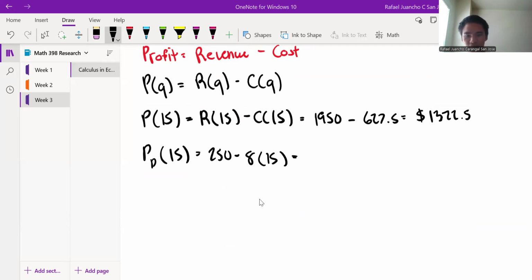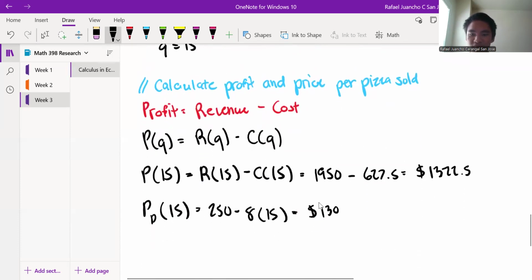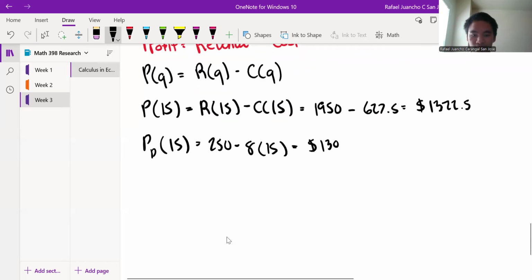And I get 130. So that's pretty expensive. Yeah, that is really expensive. But I hope you guys get it. So that's $130 to sell those 15 pizzas. So it's the price per pizza. So 130 per pizza. Okay, so that's the idea.